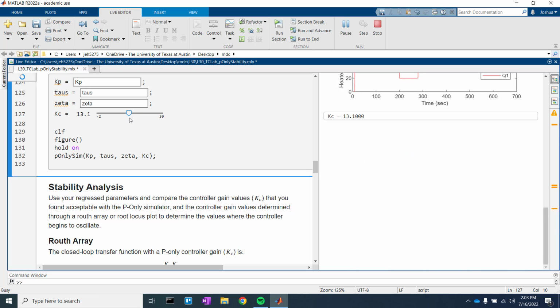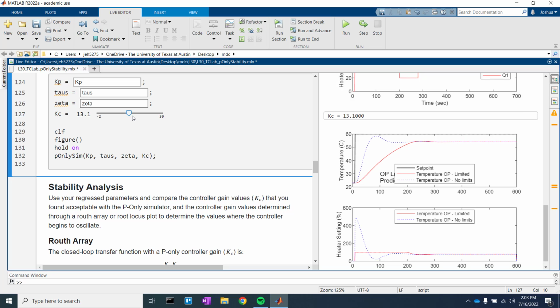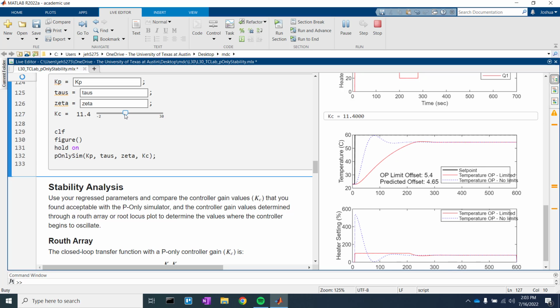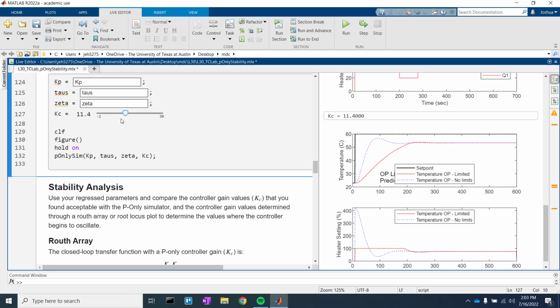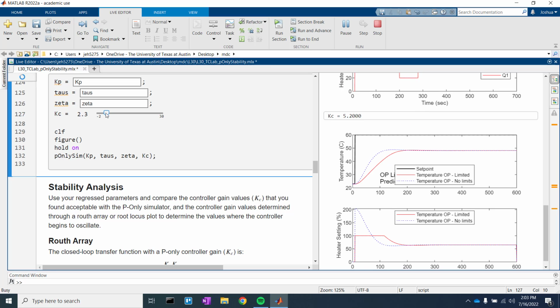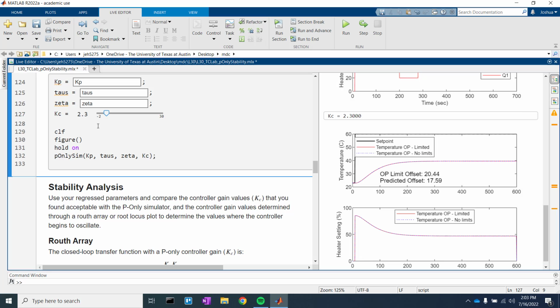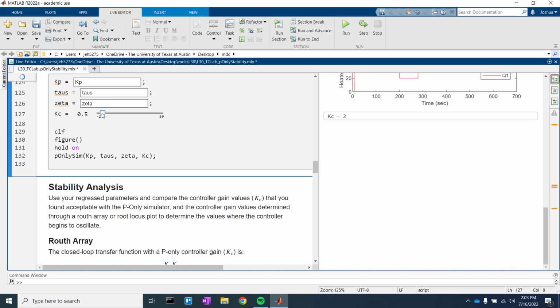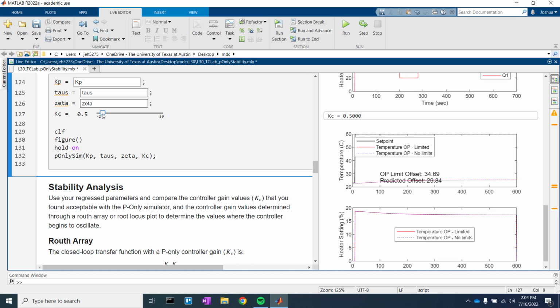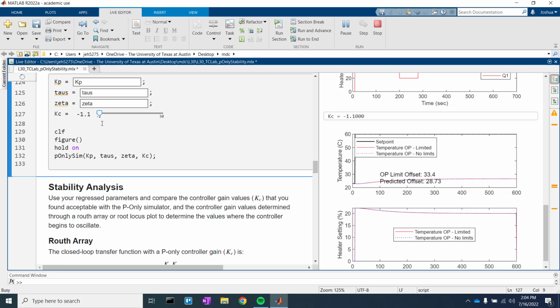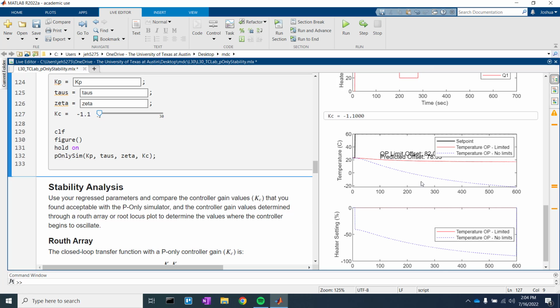Now I've noticed some oscillations happening, but you'll see those just barely for a second. We have some oscillations, and then they calm down. So again, this is Kc, the gain of our controller, and it is going to be in units of heater setting. If we go negative, it should predict that the temperature actually goes down.